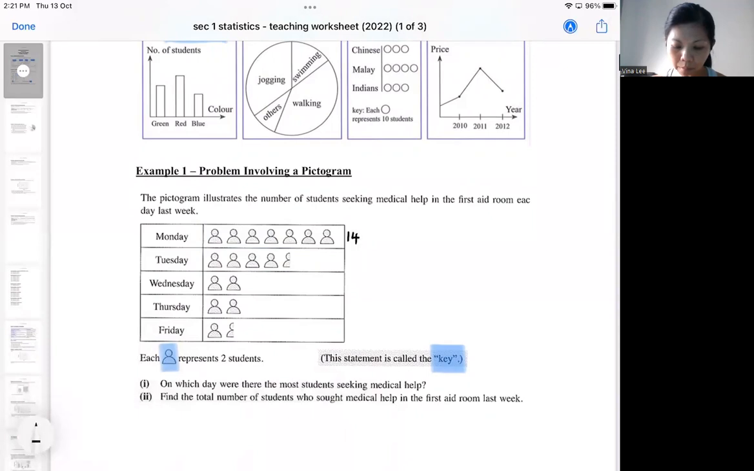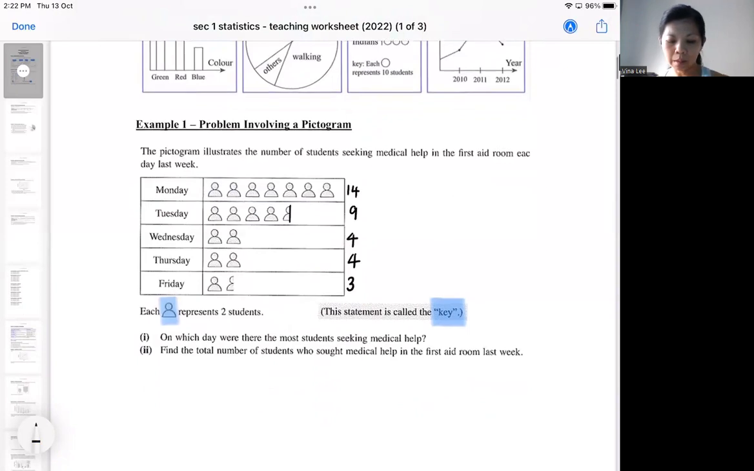So here we have 14 students. Here we have 9 students. Notice that there's half a symbol. That means half a symbol represents 1 student. So we have 4, and we have 3. For a pictogram, if you're going to be drawing on your own, you should choose a symbol that's easy to cut. You may need to cut into 4, you may need to cut into 2. From here we can see which are the days where most students seek medical help. As you can see, there are a lot of students who go to the first aid room on Monday.